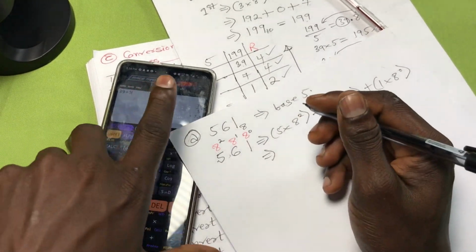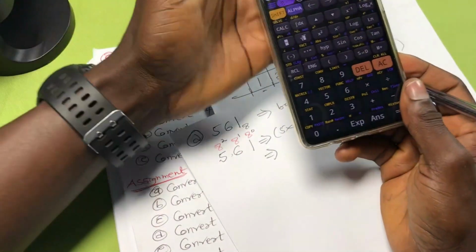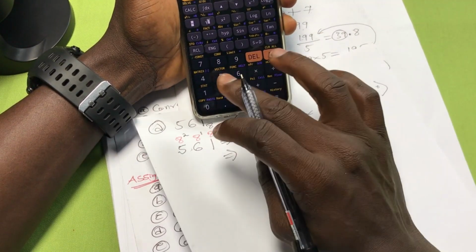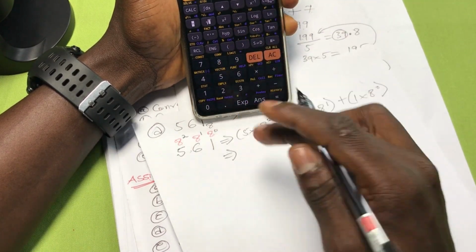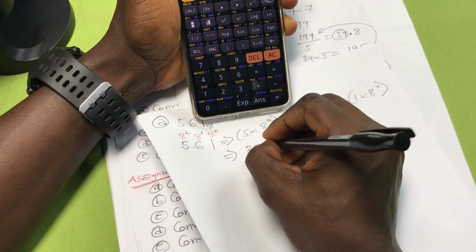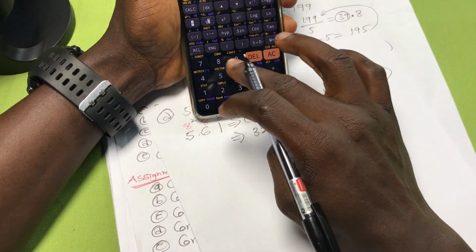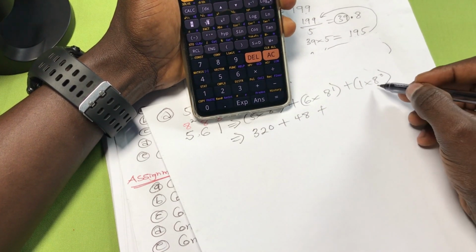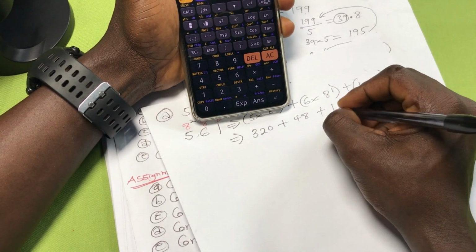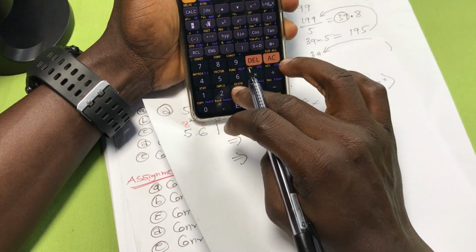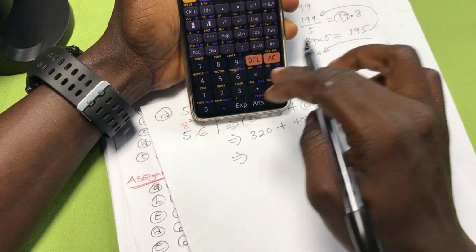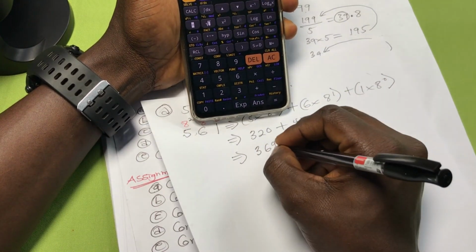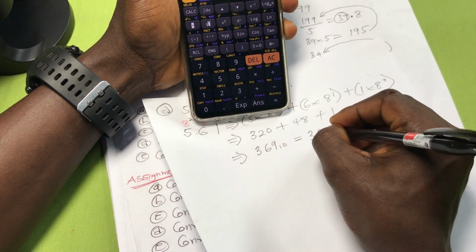So what do we do in the next stage? We do our multiplication. You have your calculator, so do not struggle. You can always use your calculator. So 5 times 8 power 2 will give us 320, plus 6 times 8 giving us 48, plus, don't forget, any number power 0 is 1. 1 times 1 is 1. So when we do the addition, 320 plus 48 plus 1 will give us 369. Base 10 equals 369.